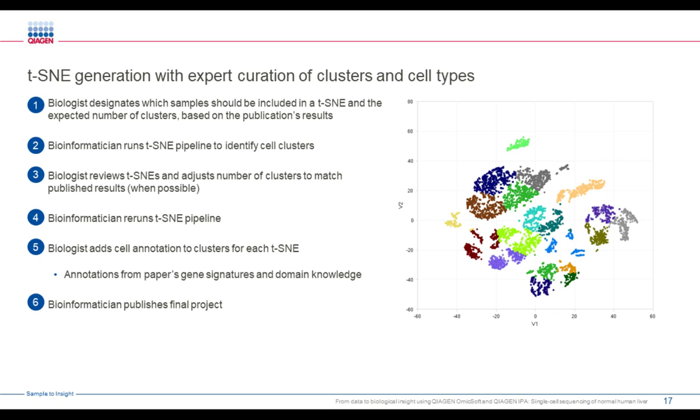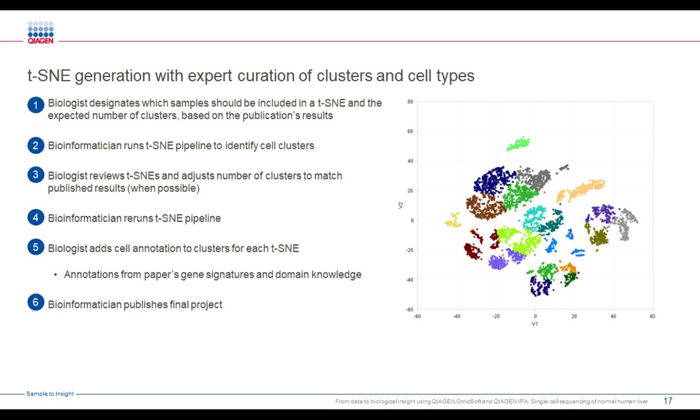as well as the expected number of clusters, which approximates the number of cell types expected to be found in this particular analysis. The bioinformatician then runs an initial t-SNE analysis, including k-means clustering to identify the predicted cell cluster. These data are returned to the biologist to review the t-SNE result, then adjust the number of cluster settings to match the published result as best as possible to make sure that samples or cells are not being divided arbitrarily.